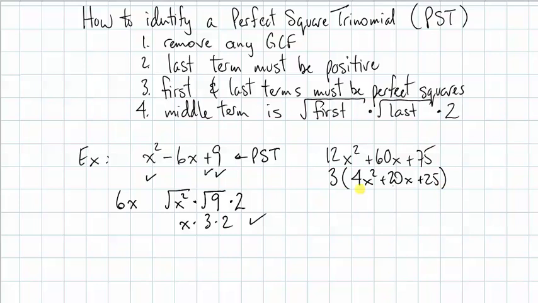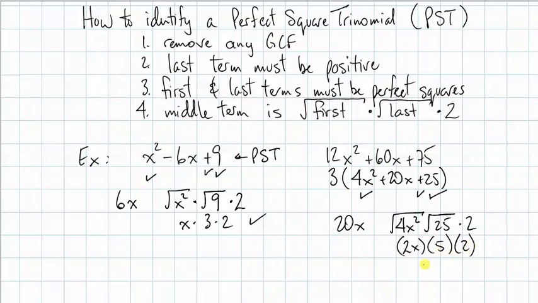Now I'm going to look at this trinomial. Is this positive? Yes, it is. Is the first term a perfect square? Yes, it is. Is the last term a perfect square? Yes, it is. And does 20x equal the root of the first term times the root of the last term times 2? Well, this is 2x, this is 5, and 2. 2 times 5 times 2, 20x. Yes, it does. 2 examples of perfect square trinomials.